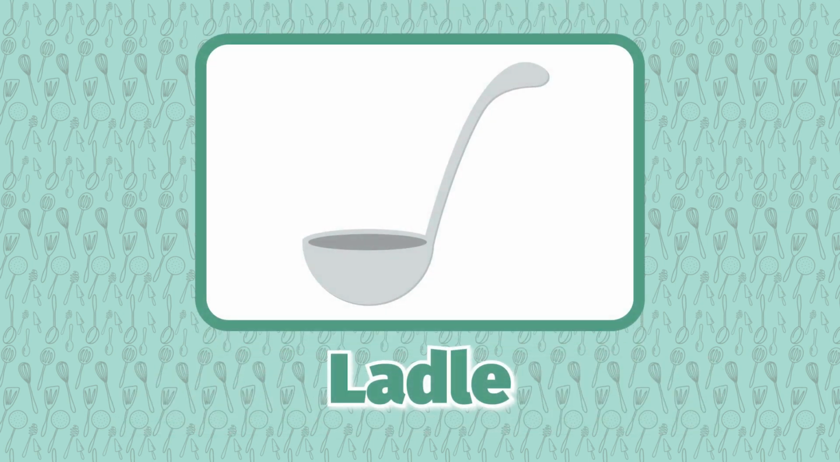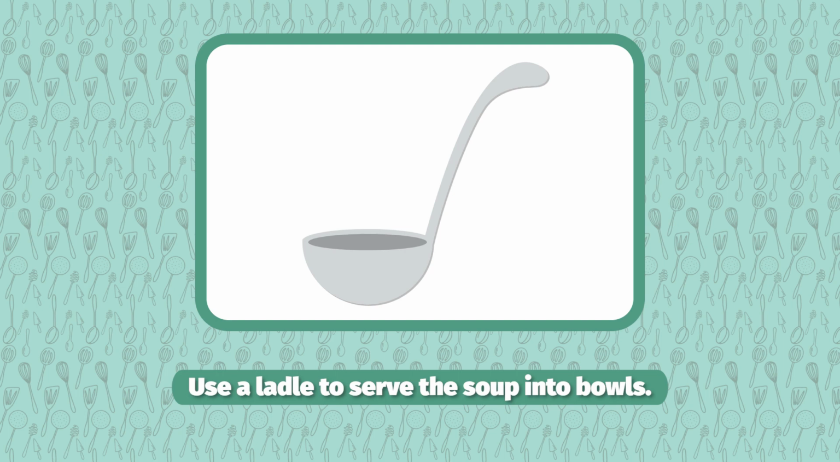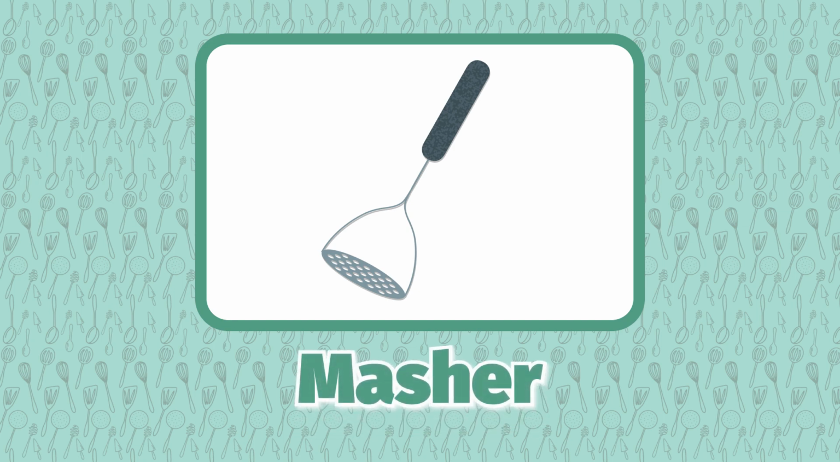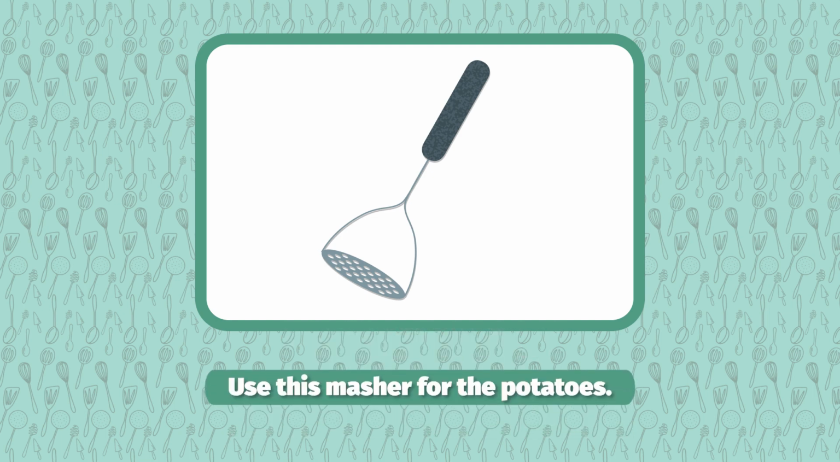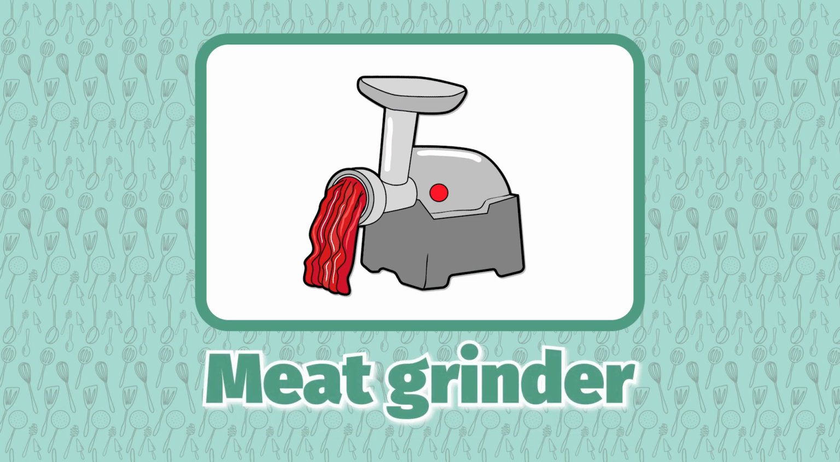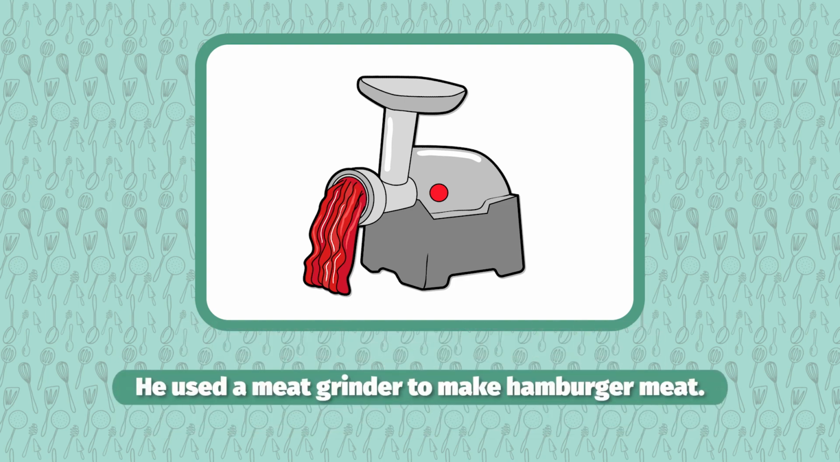Ladle. Use a ladle to serve the soup into bowls. Masher. Use this masher for the potatoes. Meat grinder. He used a meat grinder to make hamburger meat.